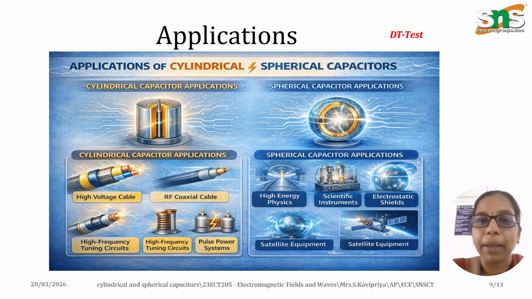And next are the applications of the cylindrical and spherical capacitors. Cylindrical is used in high voltage cables, in RF coaxial cables, in high frequency tuning circuits, and in pulse power systems. Spherical is used in scientific equipment, in electrostatic shields, and in satellite equipment as well.